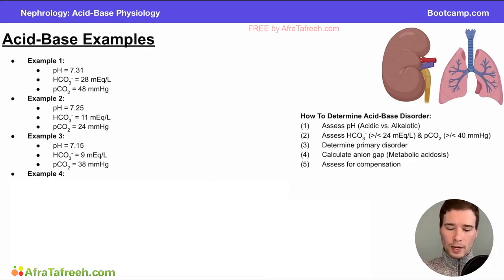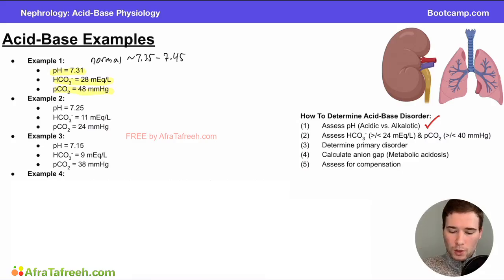Looking at example 1 here, you can see that the pH is 7.31, the bicarb is 28 milliequivalents per liter, and the PCO2 is 48 millimeters of mercury. The PCO2 is just indicating the partial pressure of carbon dioxide in the blood. So let's go through our steps. Let's start over here, and first we're going to assess the pH. Is it acidic or is it alkalotic? Remember, we said our normal reference range was approximately 7.35 to 7.45, and thus we can see that this is below 7.35, and thus it's acidic.